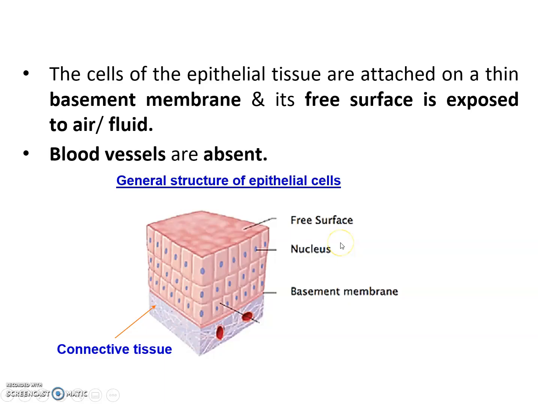Epithelial tissue, generally all the epithelial tissues are attached on a thin basement membrane. This is the structure of the basement membrane, and the free surface on top is exposed to air or fluid. Epithelial tissues do not have blood vessels.